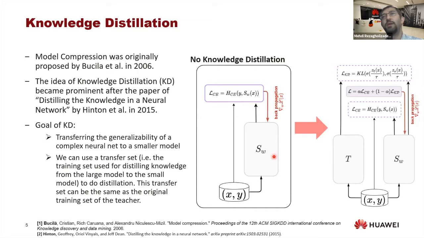So for regular training of, let's say, a classification task, you have a cross entropy loss, and you define a loss function between the original labels or the ground truth labels of your data and the prediction of the model. So you define a cross entropy loss between these two, and that's basically the loss function for training your model.